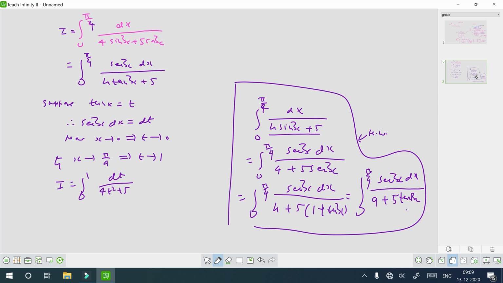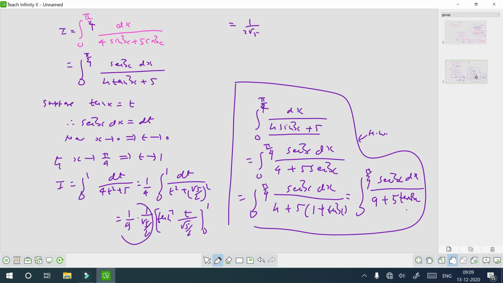4 is outside. 1 by 4, integral 0 to 1 dt over t square plus, can I write root 5 by 2 whole square? Yes. That is equal to 1 by 4, 1 by a, tan inverse t by root 5 by 2. Put upper limit and lower limit. That comes out 1 by 2 root 5. Clear? This combination or simplification of this one is 1 by 2 root 5.